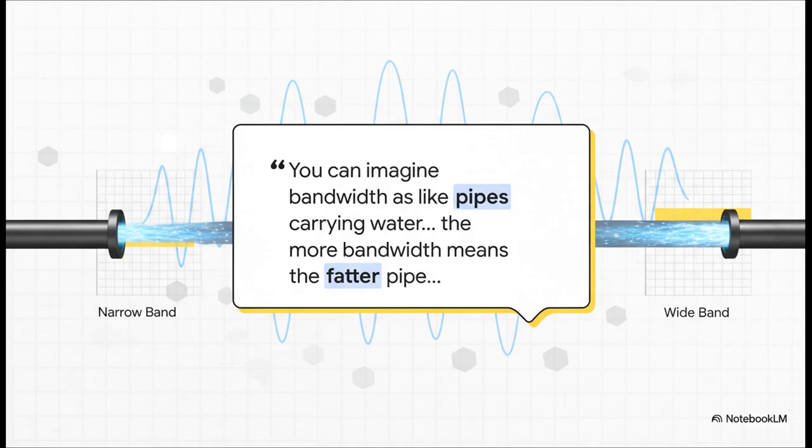You can think of bandwidth like a pipe carrying water. The more bandwidth you have, the fatter the pipe is, and the more water, or in our case, data, can flow through it all at once. It's that simple. More bandwidth means faster potential speeds.